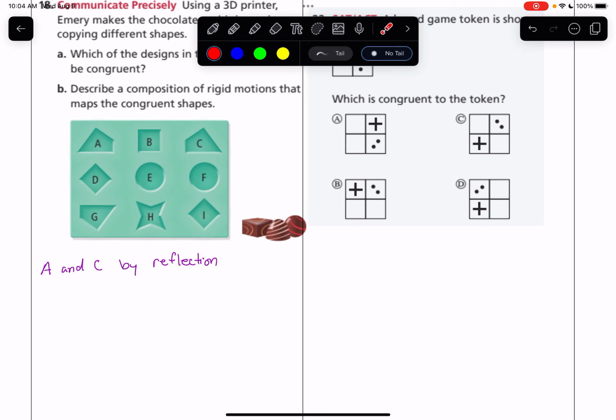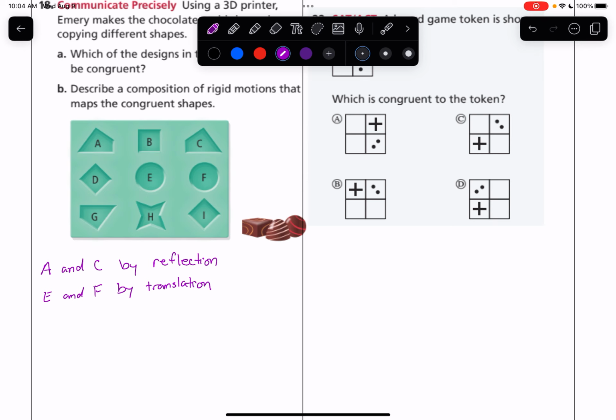Because if we reflect vertically through B, we go from A to C. So there's a lot of these. I'll write down all the ones that I found. E and F are congruent by a translation. Of course, they're both circles, so it could also be by a reflection from E to F, or it could be a rotation around a certain point. So there's lots of ways that E and F could be congruent. So I just wrote one of them.